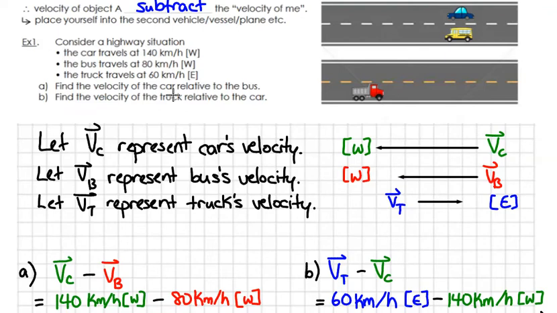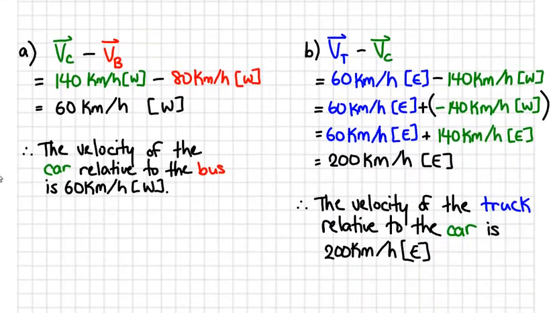Find the velocity of the truck relative to the car. Relative to me. I'm inside the car and I want to see how fast that truck seems to be coming at me. Okay, because it's going in my direction. All right, so truck minus car. Here's the velocity of the truck minus the velocity of the car.